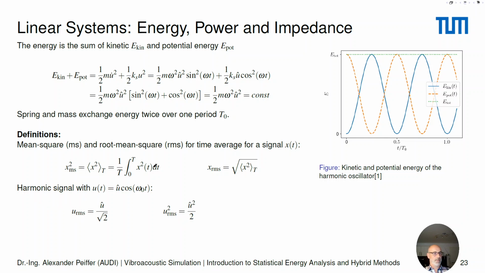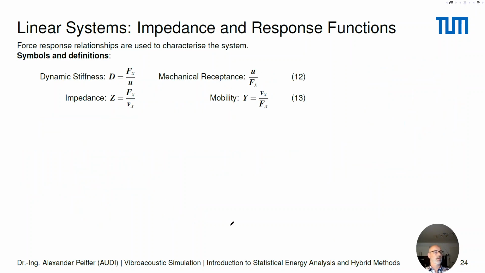When we apply this to our sinusoidal shape of displacement, here taking the cosine function, we see that the relationship to the amplitude is that we have to divide it by the square root of 2 to get the root mean square value, and by a factor of half if we're interested in the mean square value. Good. So far for time averaging and energy in our oscillator.